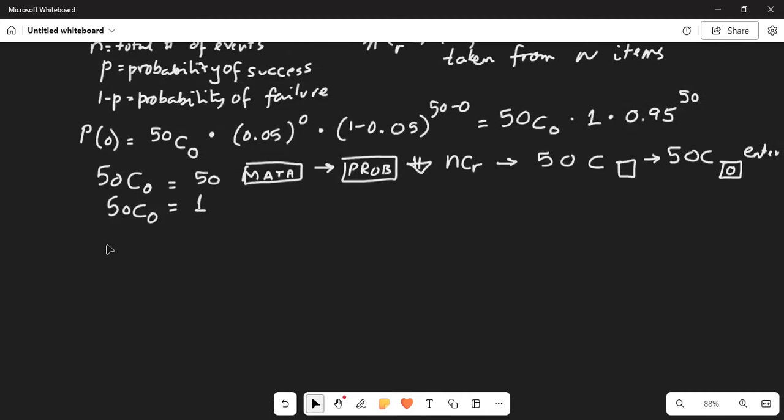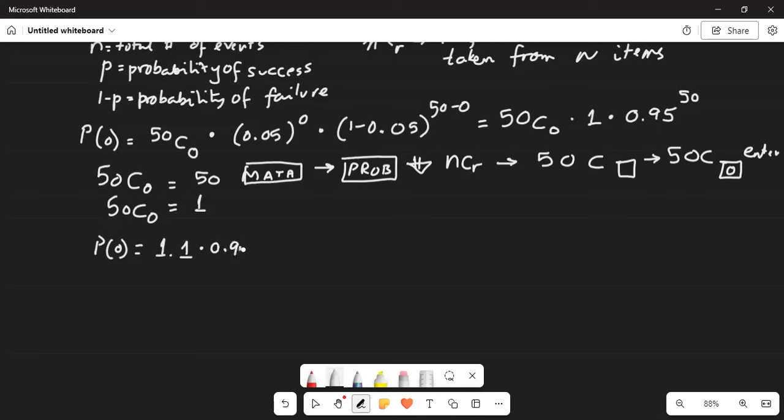Okay, so if I move this a little bit up, P of 0 is equal to 1 times 1 times 0.95 raised to the power of 50, which is equal to 0.0769.